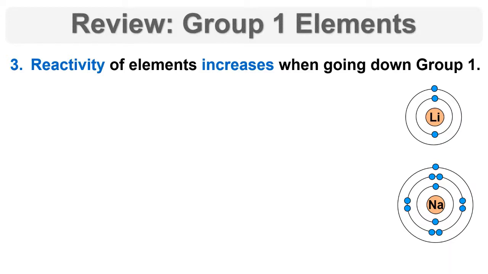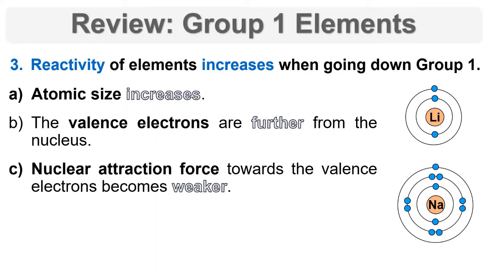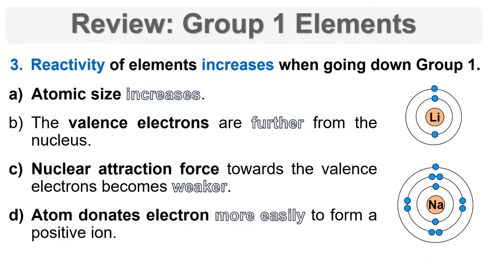Reactivity of elements increases when going down Group 1. When going down Group 1, atomic size increases. Valence electrons are further from the nucleus. Nuclear attraction force towards the valence electrons becomes weaker. The atom donates an electron more easily to form a positive ion.